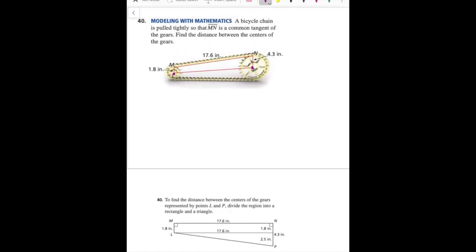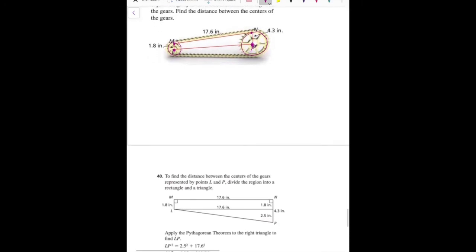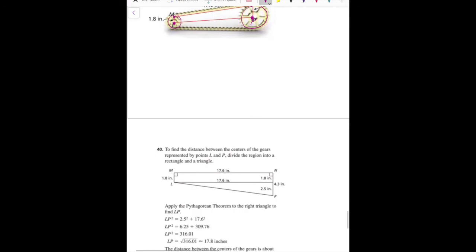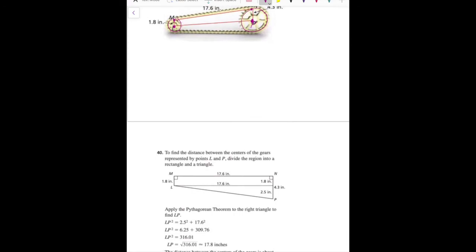Okay, so we are going to do this problem, and they said a bicycle chain is pulled tightly so that MN is a common tangent to both the gears. So this one and this one, and find the distance between the centers. So they want you to figure out that. That's P. So what I did is I just drew that on a different sheet.